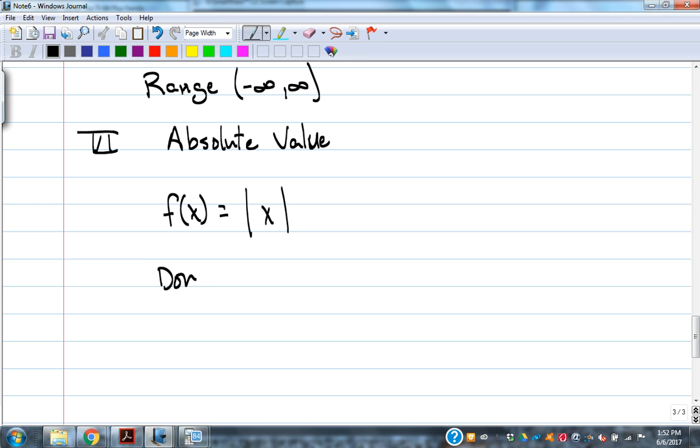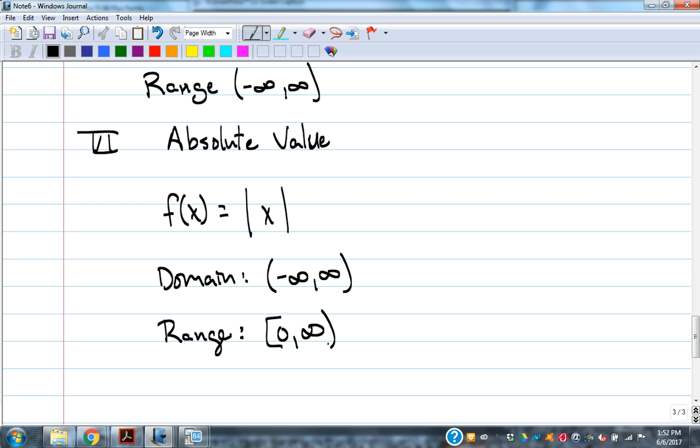The domain of the absolute value is all real numbers, negative infinity to positive infinity. The range is from 0 to positive infinity. Because remember, absolute value is a distance away from 0, so it's always positive. Distance is always positive. I've never seen a tape measure with negative numbers on it. They don't make them for measuring distance with negative numbers there.